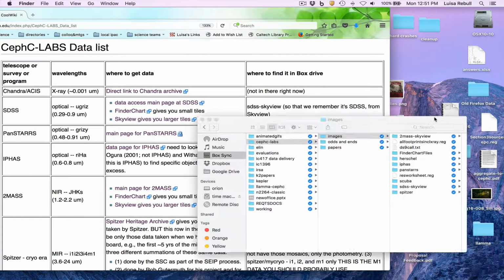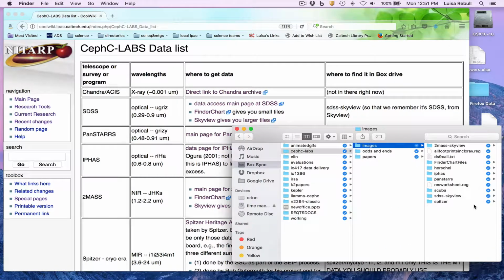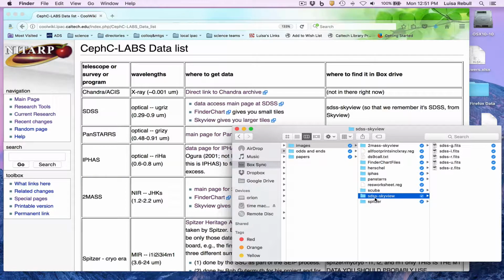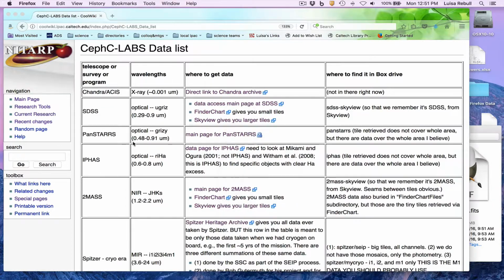So where do you find it in the box drive? When you look at the box drive, you see it on the web. But when I see the box drive, it looks like a part of my disk. So in the images subdirectory, in order to find the Sloan data, you find the directory called SDSS. And it's -Skyview to remind you and me that these tiles are coming from Skyview, not from Finder Chart or Sloan. And then the name itself, note that alphabetical is not wavelength order. So it's UGRIZ for wavelength order.